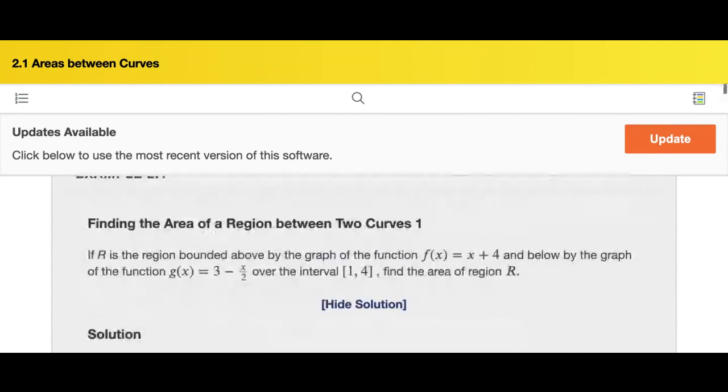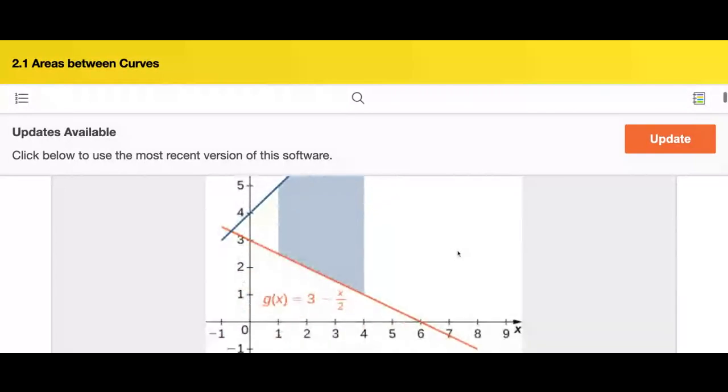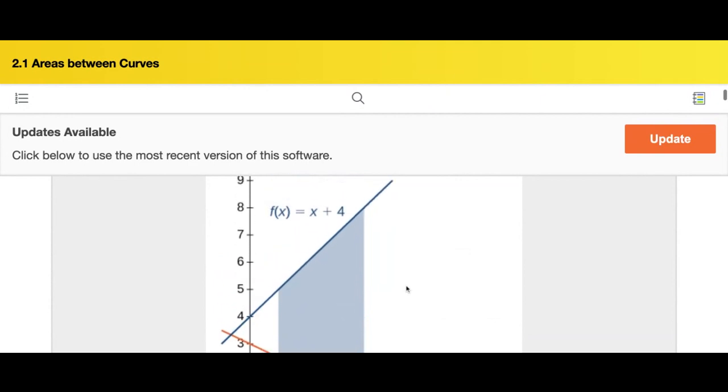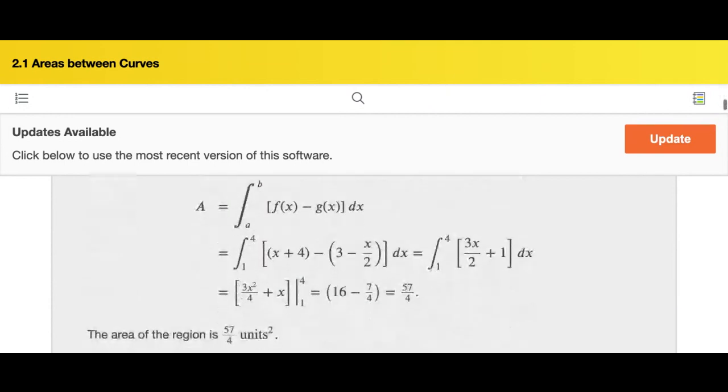So we draw f of x equals x plus 4. We get this blue line. We draw the other one, g of x equals 3 minus x over 2. We get the downward line. So from 1 to 4, right? From 1 to 4, we just do f minus g. So the integrand is f minus g. So f minus g, x plus 4 minus (3 minus x over 2). So we just get a new function, 3x over 2 plus 1.